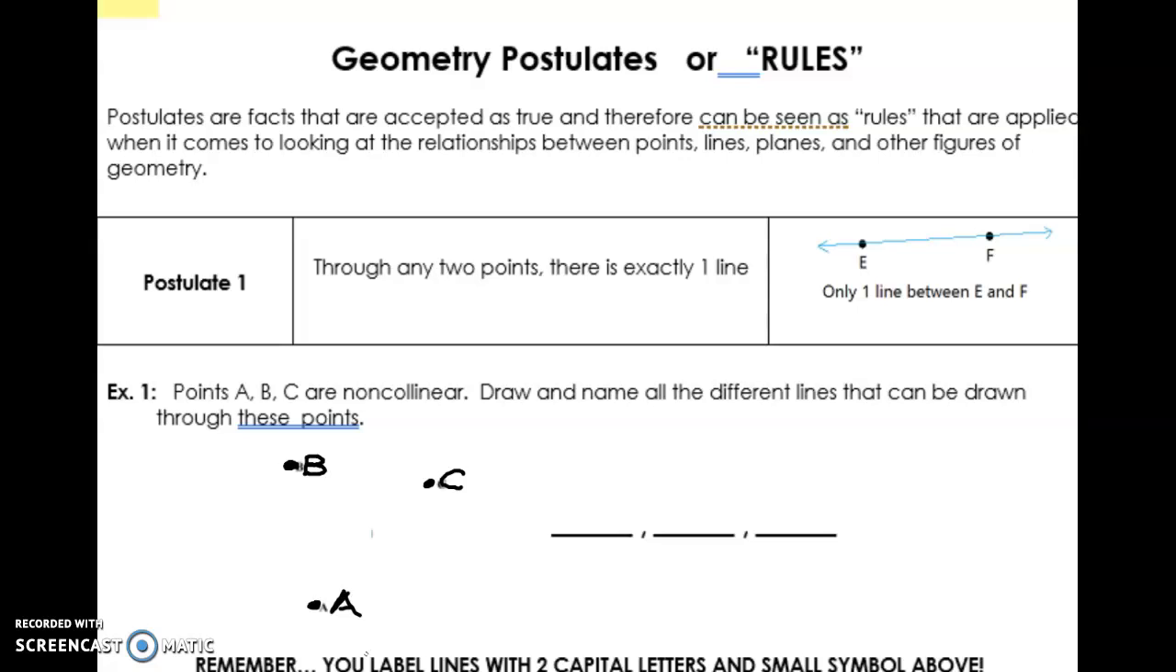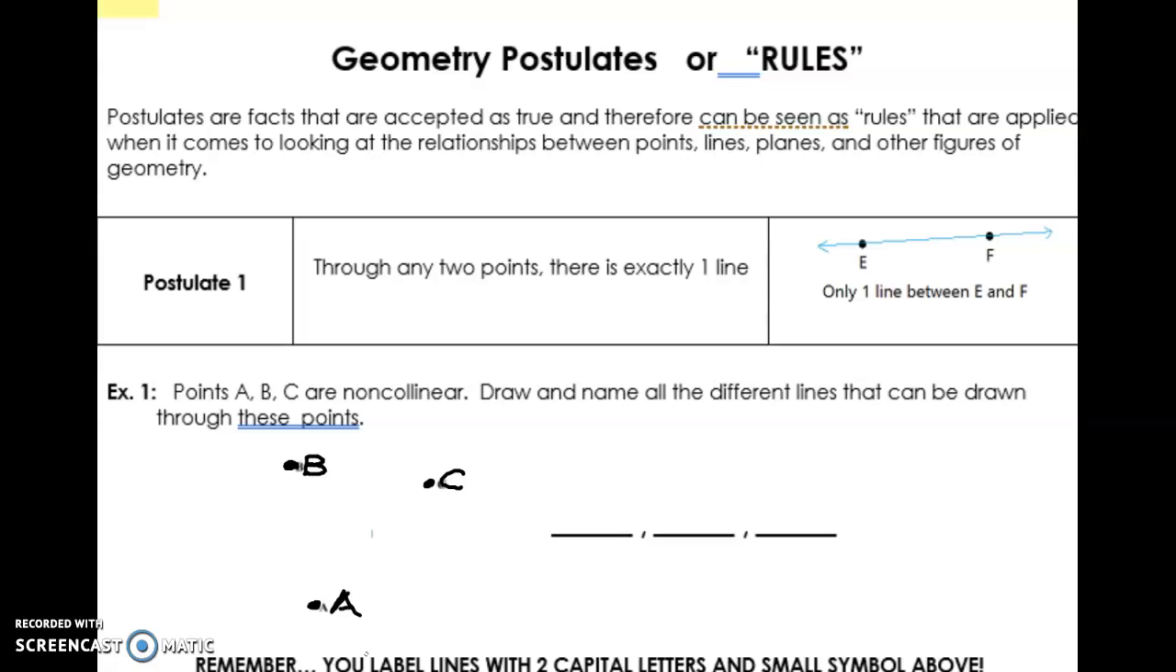All right, this week is all about geometry postulates. This is simply fancy for rules, what we know to be true about lines, planes, points, all those different geometry figures that we've been looking at. So that first postulate, that rule, is that through any 2 points, you can draw a line. So if you look in the sample there, EF, you can draw one line between those 2 points.